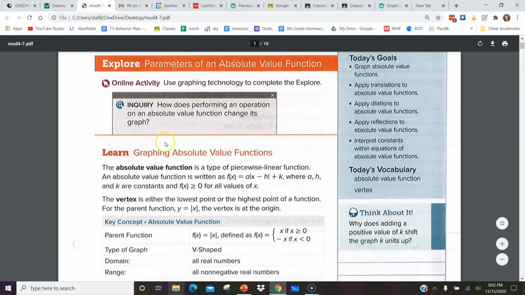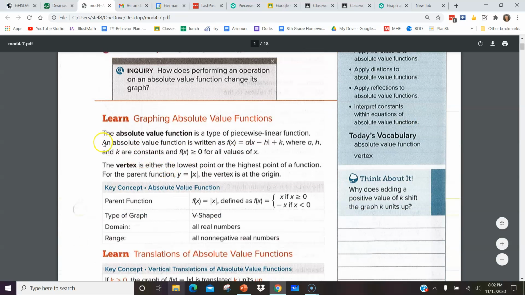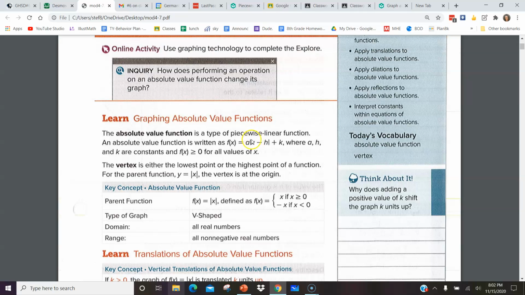So we're dealing with absolute value functions. This is really important right here. The absolute value function is a type of piecewise linear function. So it's actually a piecewise function, and it essentially takes two lines and puts them together, the positive slope and the negative slope of the absolute value.